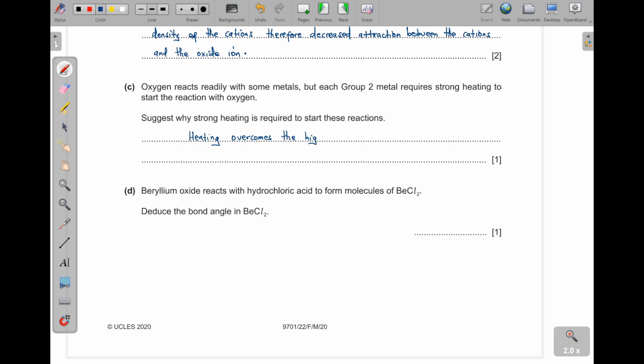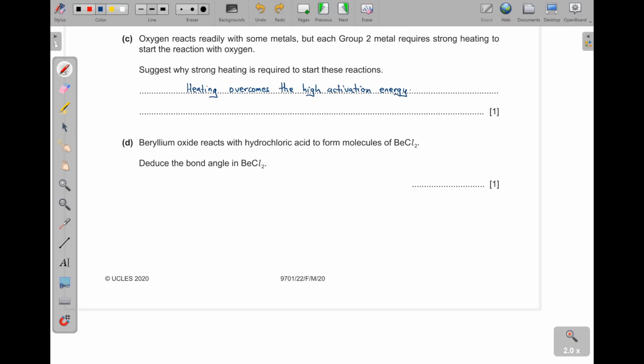And then part D, beryllium oxide reacts with hydrochloric acid to form molecules of beryllium chloride. Deduce the bond angle of beryllium chloride. Of course, here we are going to have beryllium is first of all in position 4 of the periodic table. So it is 1s2, then 2s2. So it has 2 electrons in its outermost shell. That means it is going to share them, is going to give them out to the chlorine. So since it is molecules, then this one is covalent, okay? So they share the electrons in there.